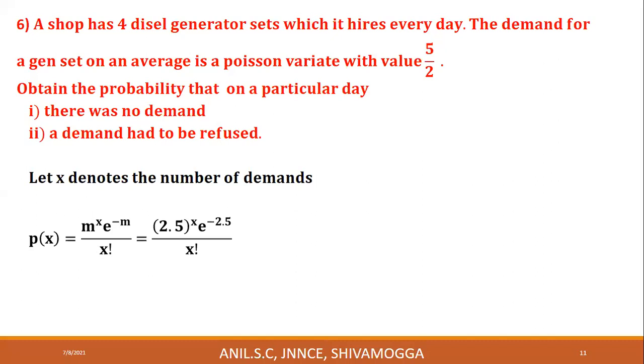A shop has 4 diesel generator sets which it hires every day. The demand for a generator set on an average is a Poisson variate with mean 5/2. It's given that the distribution is a Poisson distribution. The variate is a Poisson variate with mean value, that is m is equal to 5/2 or 2.5. Obtain the probability that on a particular day there was no demand and a demand had to be refused. This is the problem.